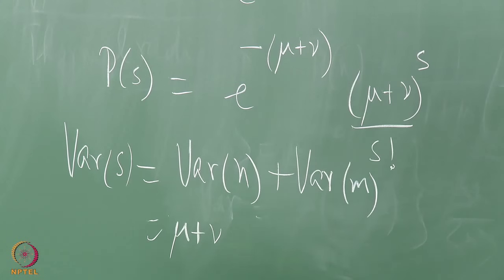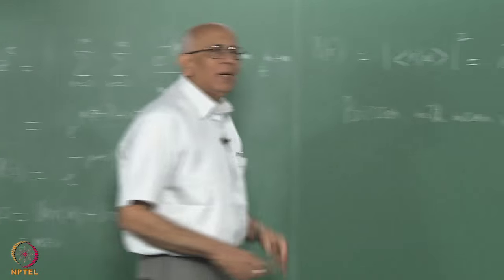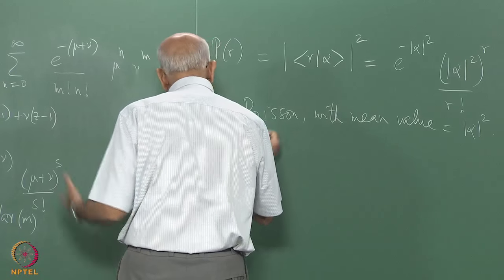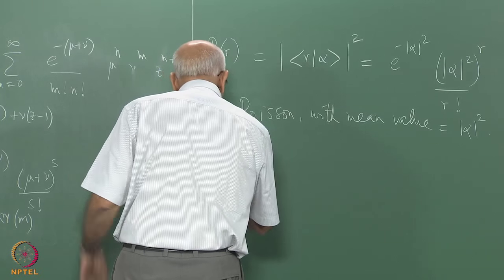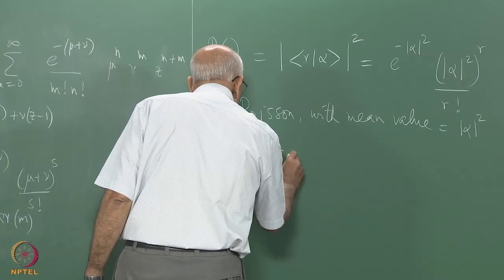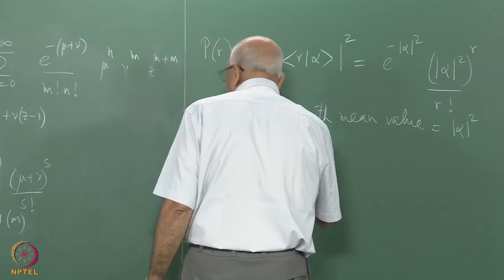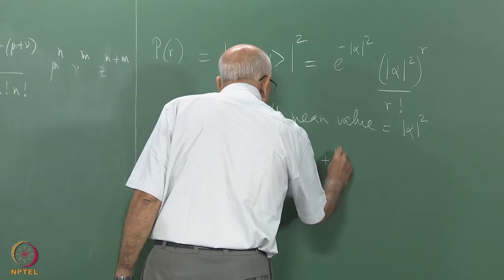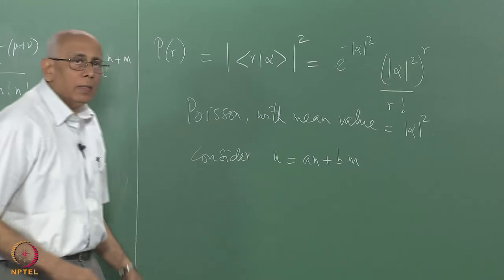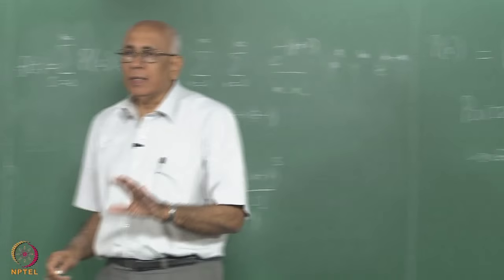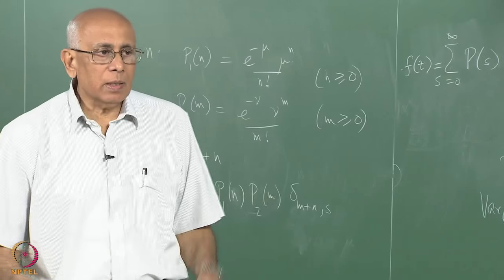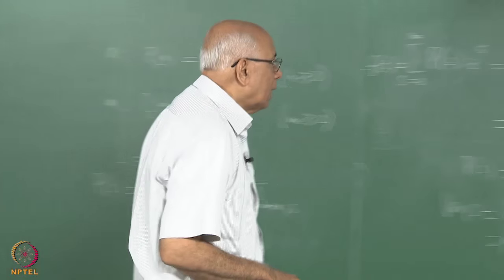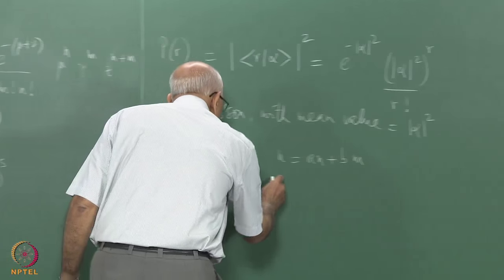I urge you to show that in this instance, for example, a slightly more general property. Suppose A and B are any real constants, positive say, or negative, does not matter, real constants. Consider the random variable. Let me use a symbol for this random variable. Let us call it U. This is equal to A times N plus B times M. This random variable does not have necessarily integer values in sample space, because M and N are integer valued, but A and B are any real constants. Then what is the mean value of U?